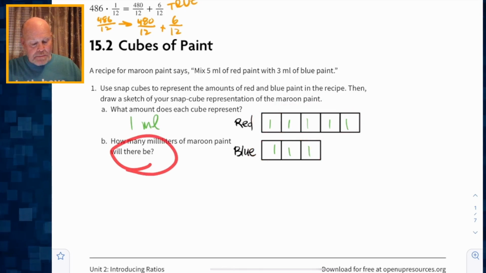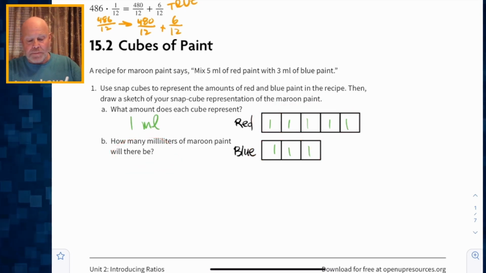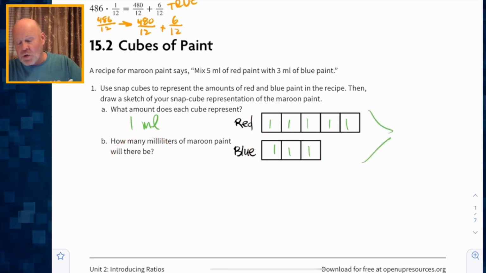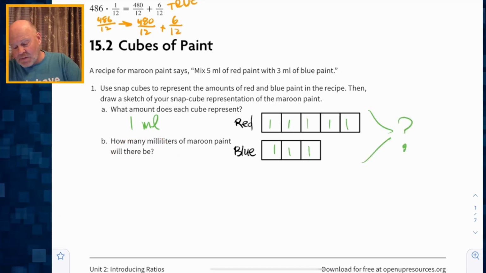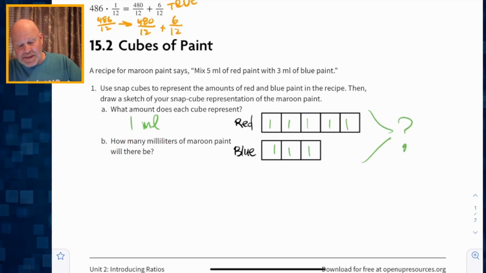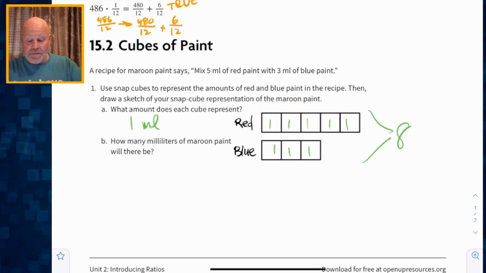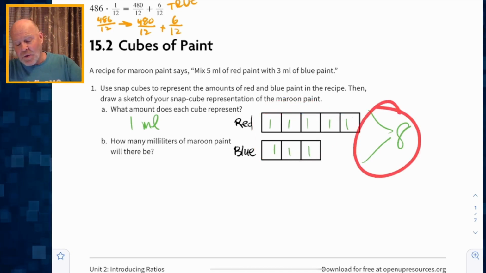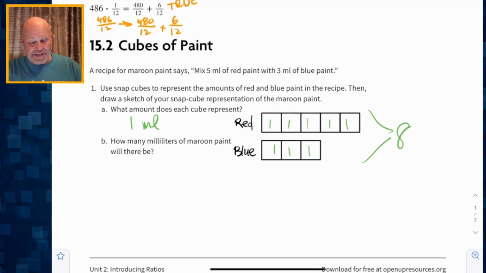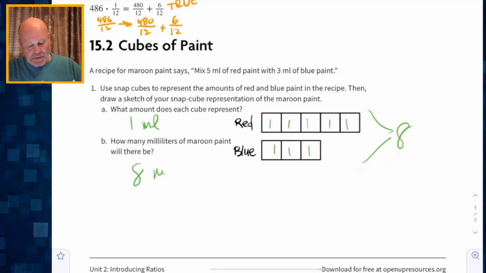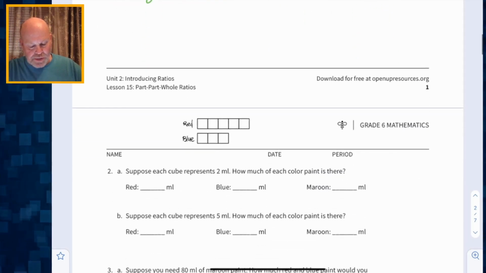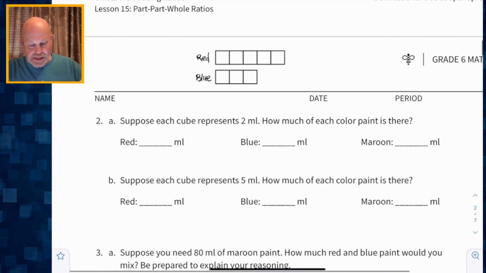And then how many milliliters of maroon paint will there be? So the idea is saying, what's the total? And in this case, that total is definitely 8. So we had a ratio of 5 to 3, part to part. The part is 5 compared to the other part, which is 3. And then the whole, in this case, is 8 milliliters. All right. And we're going to use that. And you'll notice I copied it again.